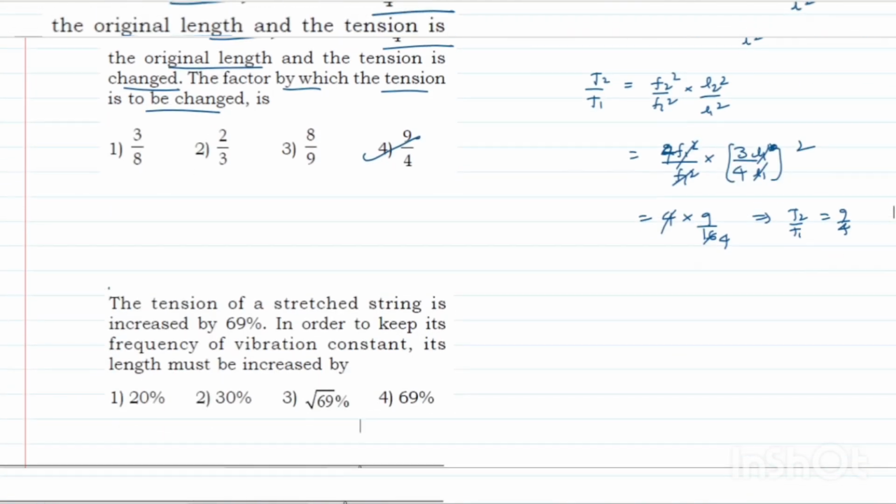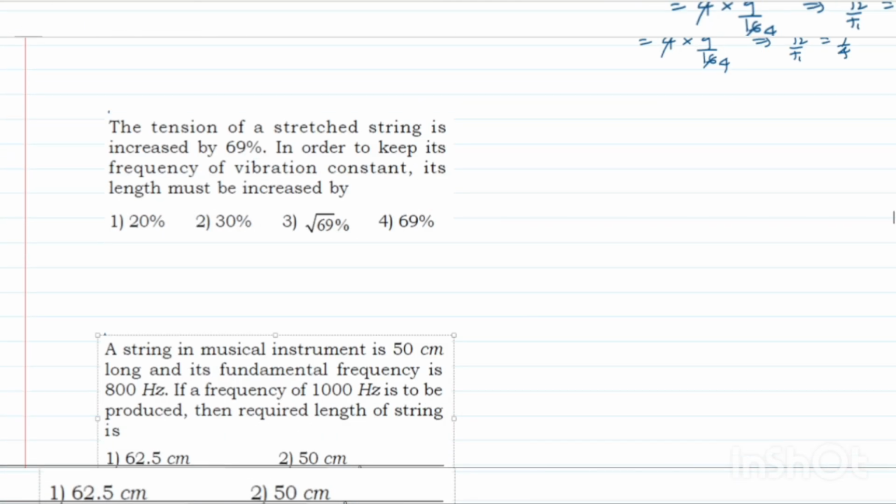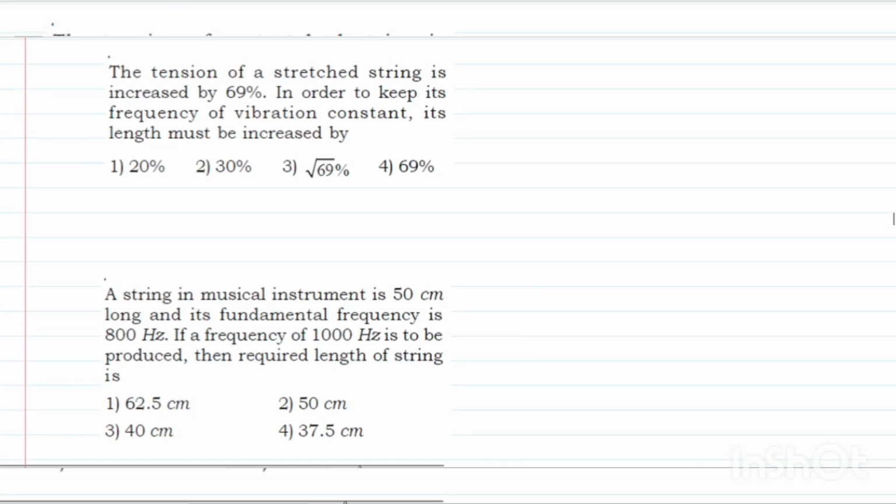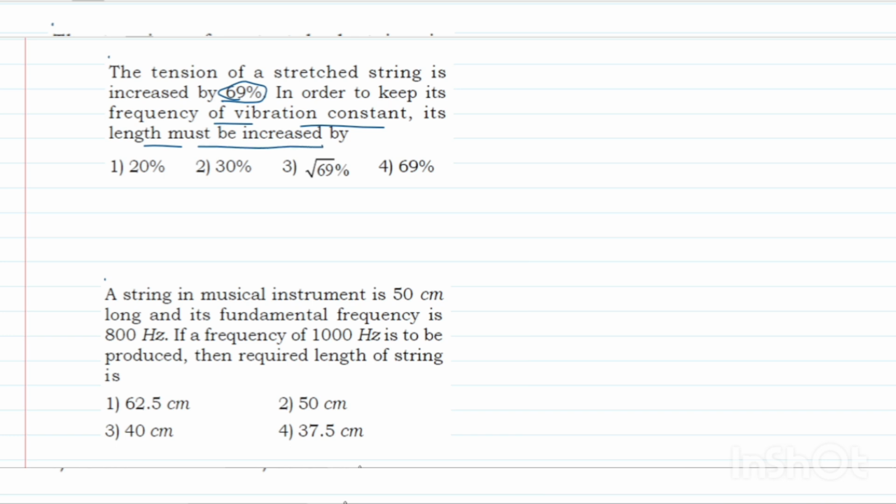Let us see the next question, students. The tension of a stretched string is increased by 69%. You are increasing the tension by 69%. In order to keep the frequency of vibration constant, its length must be increased by? The frequency formula will be F equals 1 by 2L into root over T by mu, students. And how is length related to the tension?